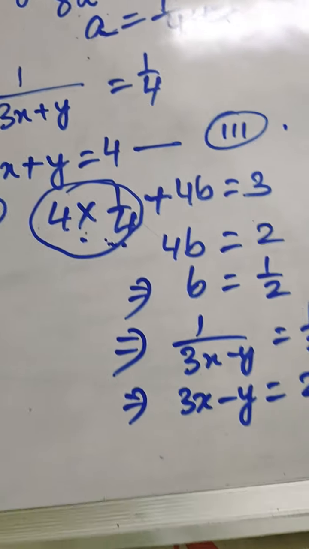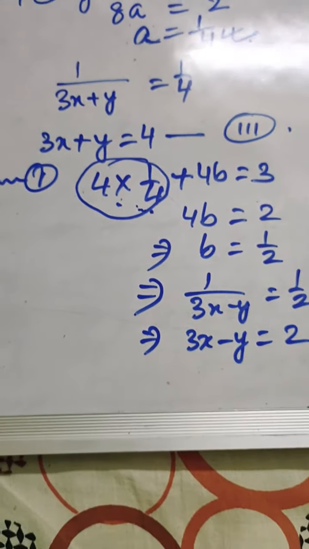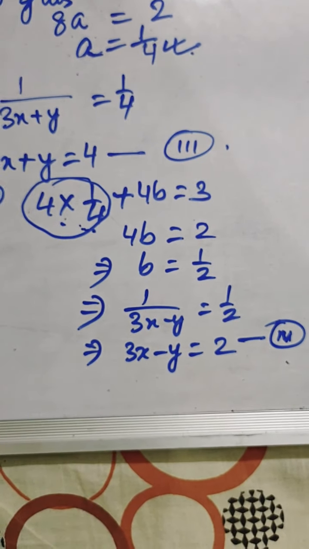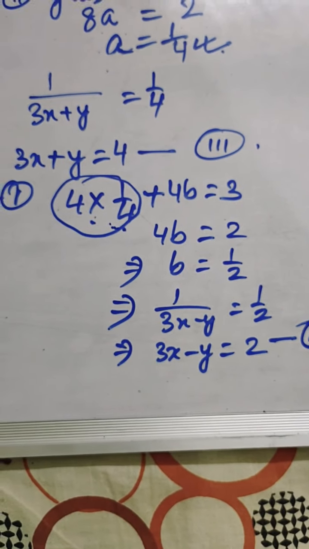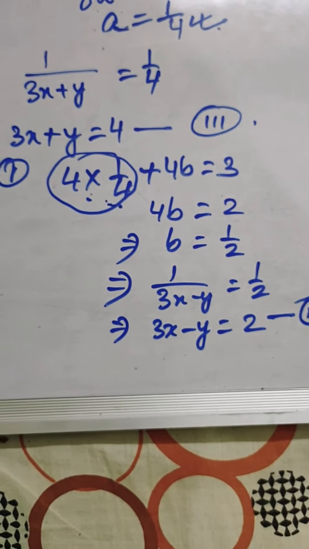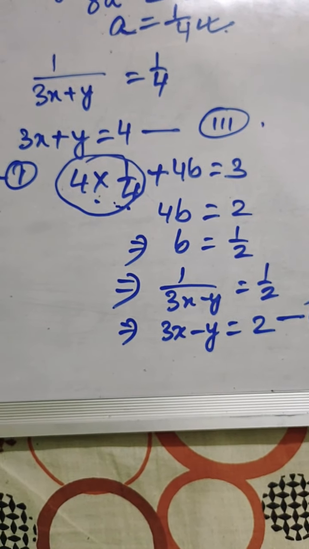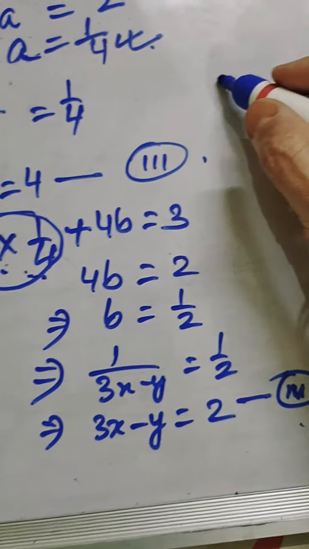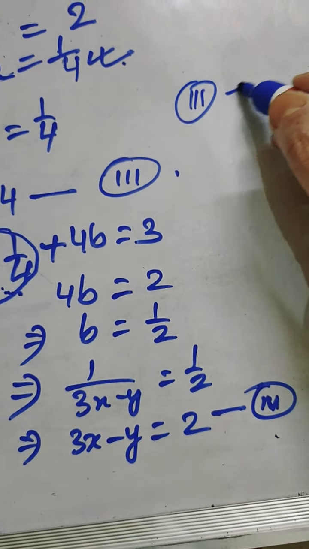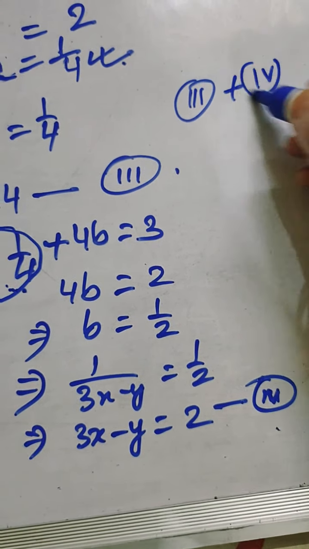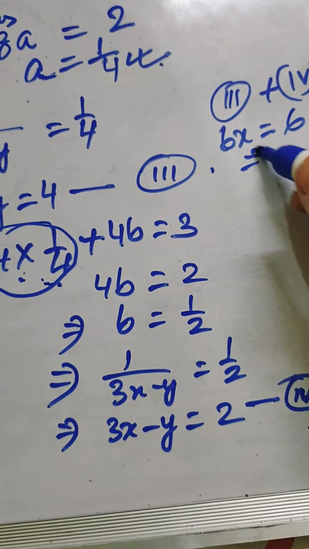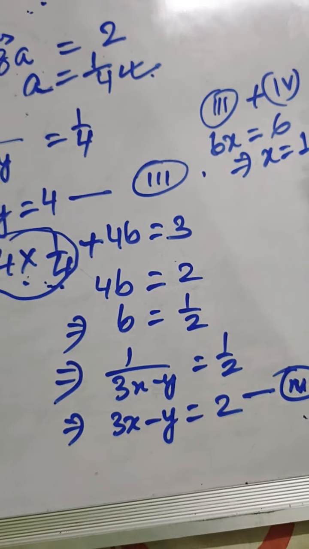Now you compare 3 and 4. What can you see? In 3 you have 3x plus y equal to 4 and in 4, 3x minus y equal to 2. Now 3 plus 4 you can do. That gives you 6x equal to 6. So when you add 3 and 4, you are getting 6x equal to 6. That gives you x equal to 1.